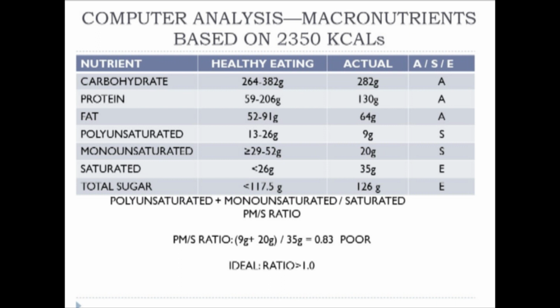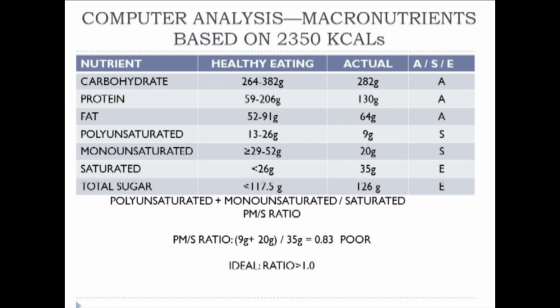So let's take a look. If we do this, it's 9 grams plus 20 grams divided by the saturated 35 grams. And so we have a ratio of 0.83, which indicates that this is actually a poor ratio. It's under 1. It is likely to mean that the risk of cardiovascular disease is higher. The ideal is greater than 1. So we do have this ratio to give us some understanding of the proportionality and the quality of fat and what they represent with respect to the risk of cardiovascular disease.